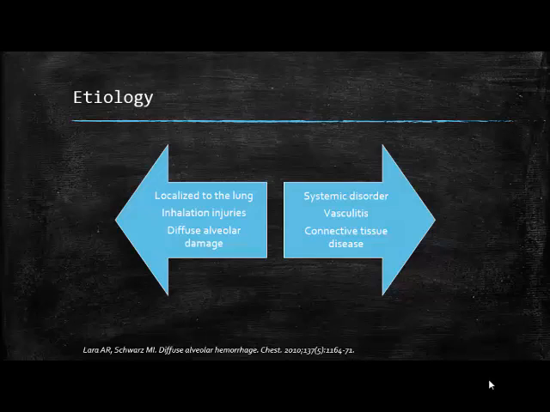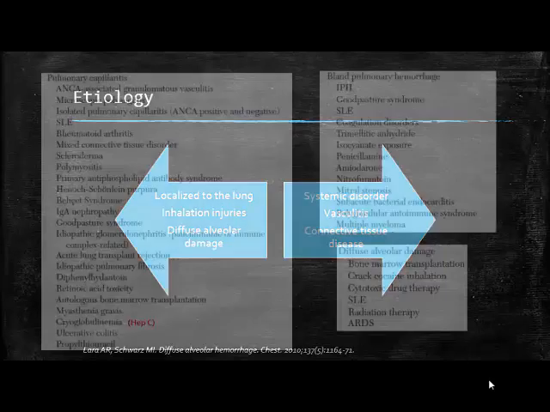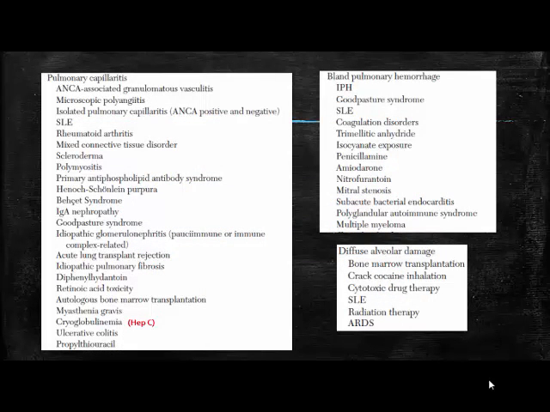Now, once we talk about etiology, it could be either part of a systemic disorder or it could be localized to the lung. If it was part of a systemic disorder, that means it could be either vasculitis or connective tissue disease. Localized to the lung could be either part of inhalation injury or diffuse alveolar damage. And those are the causes for DAH, and they're broken down by the type: pulmonary capillaritis, bland pulmonary hemorrhage, as well as diffuse alveolar damage.